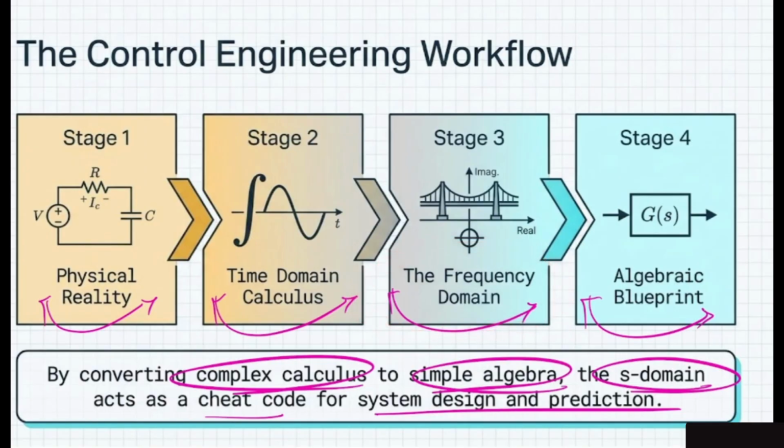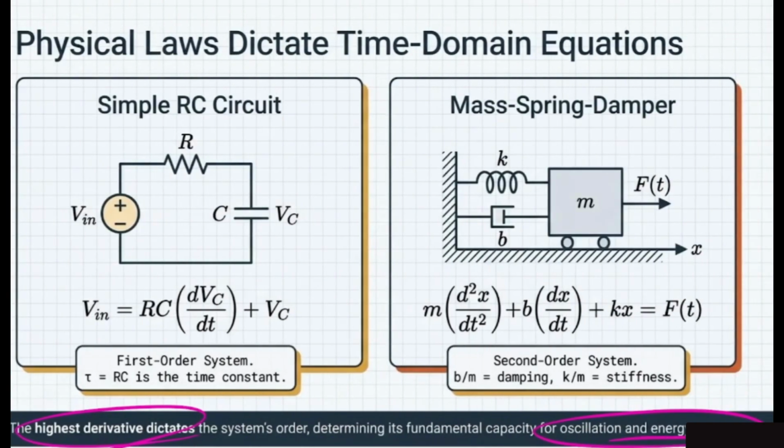It means that we do have the Laplace equation. You move from the time domain to the frequency domain, and finally we do have the algebraic blueprint. When you have that, you can talk about the G(s), the input, the output, the gain, the compensator, and anything. So what do we have about the physical laws?